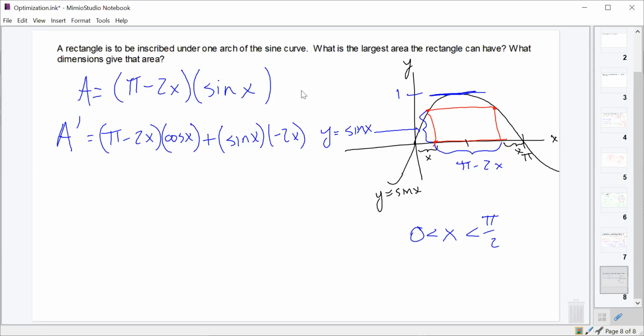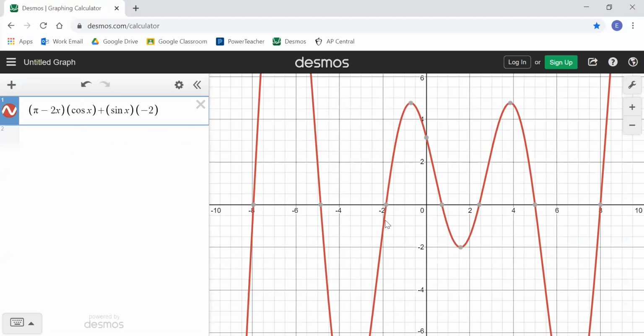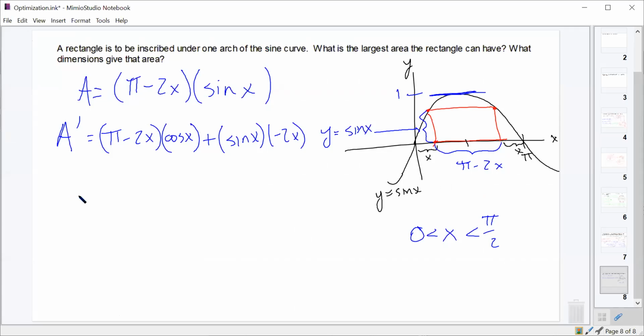So if we go back and look at this again, none of these negative ones are. This one is, that's 0.71, right? What about this one? Is that between 0 and pi over 2? No, pi over 2 is right here, where this minimum is on the derivative. So the only value that we get is x equals 0.71. So we will say A prime equals 0 if x is about 0.71.